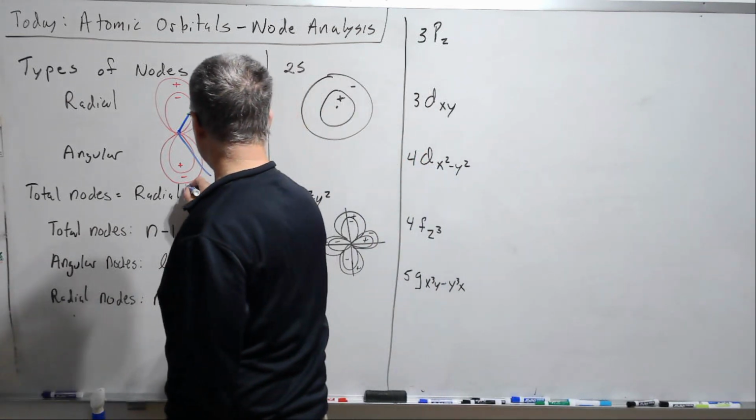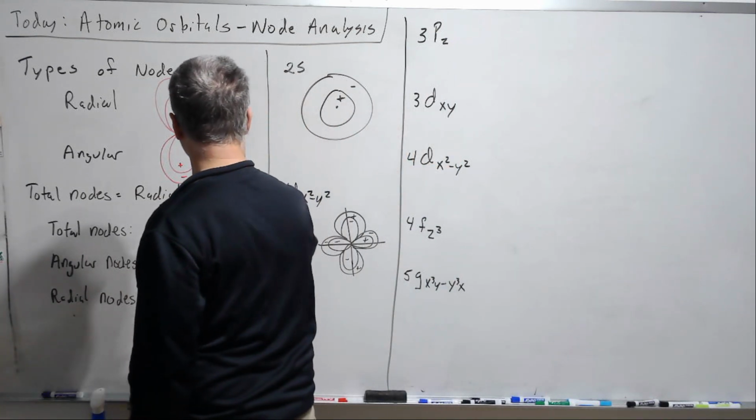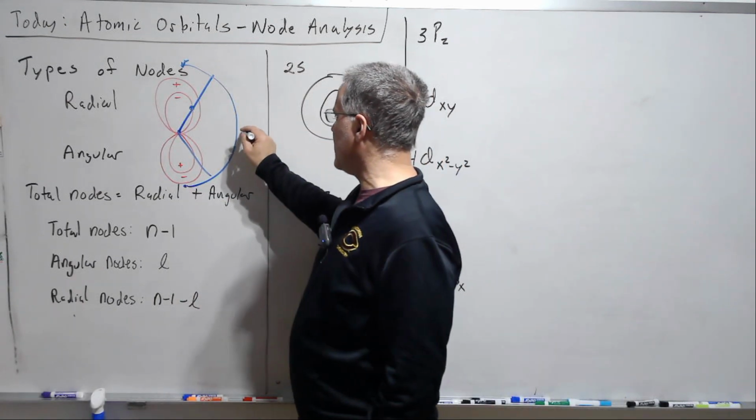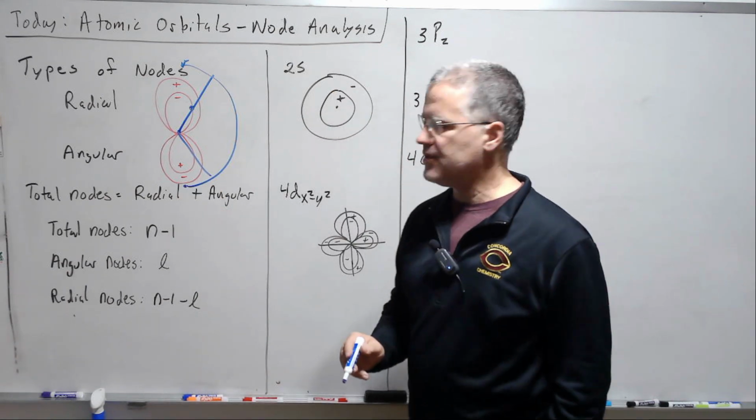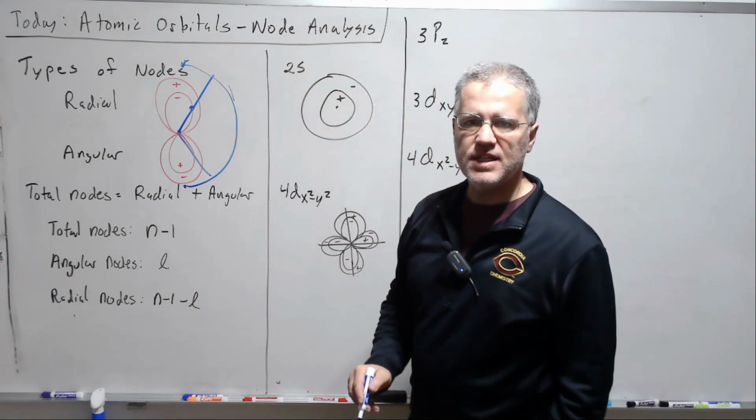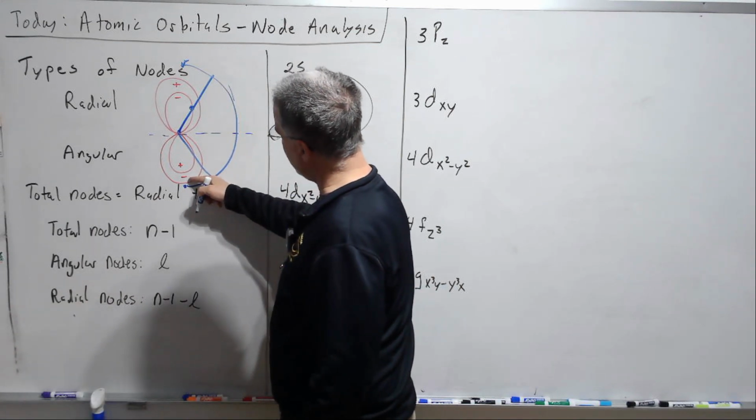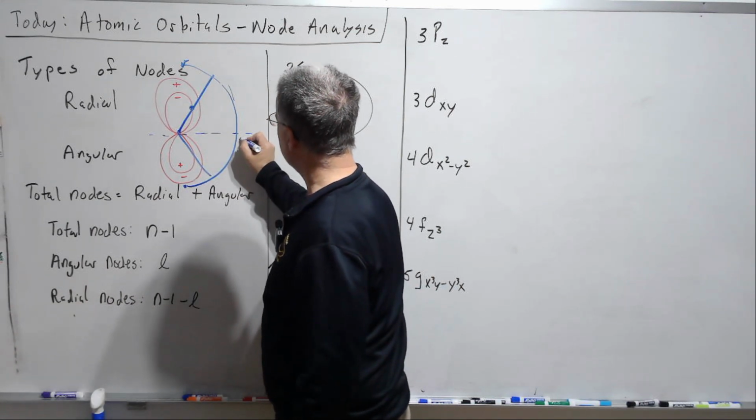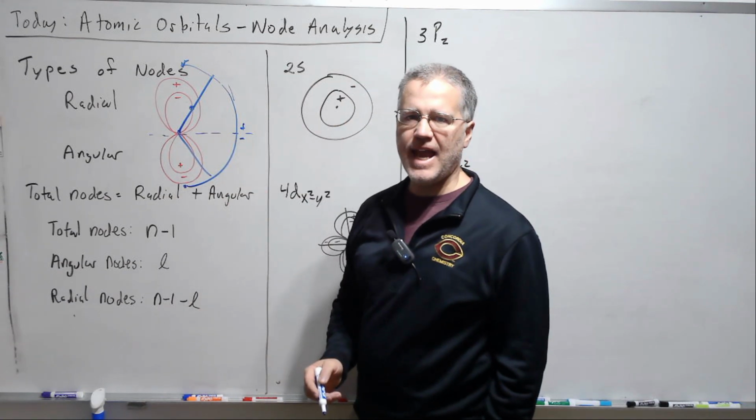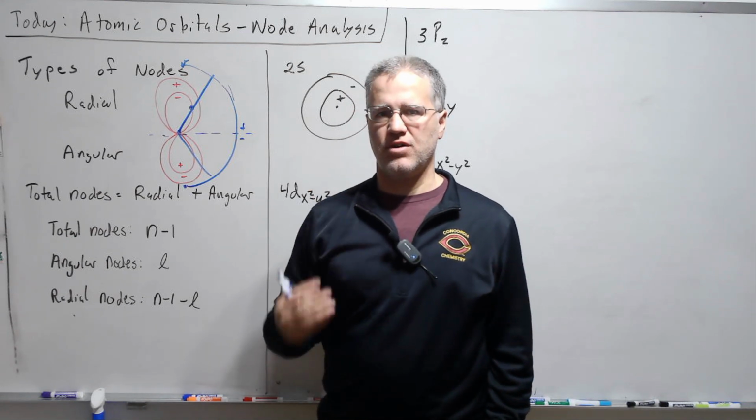Angular nodes occur when you start at the bottom and go 180 degrees. Well, not necessarily the bottom, but just anywhere, and you go 180 degrees. Again, you don't want to start exactly on a node. So we start out here, we go around, and we ask ourselves, did our sign change? Well, it did right here, because it was negative down here. When we get up here, it's positive. So it's negative, positive. So we have a nodal plane right here, and we call that an angular node. So you want to be able to identify whether a node is radial or angular.